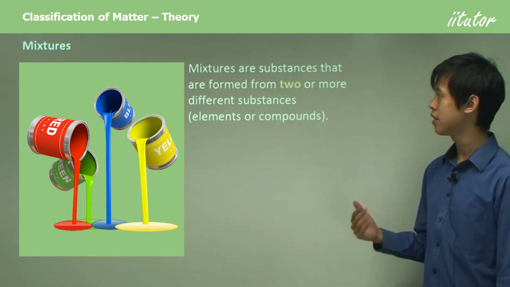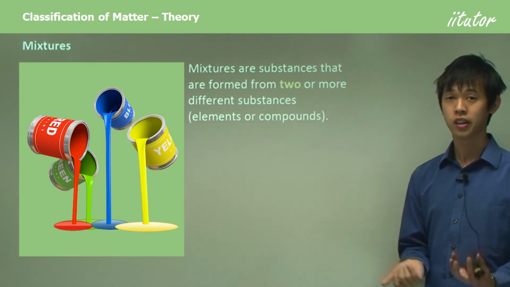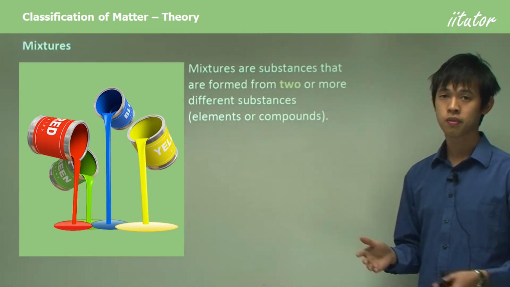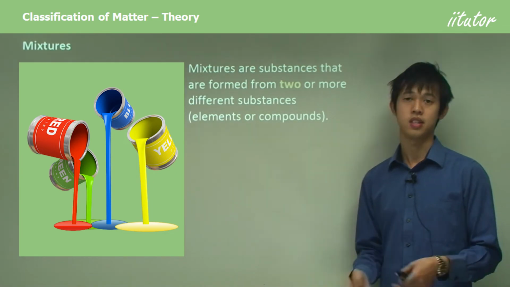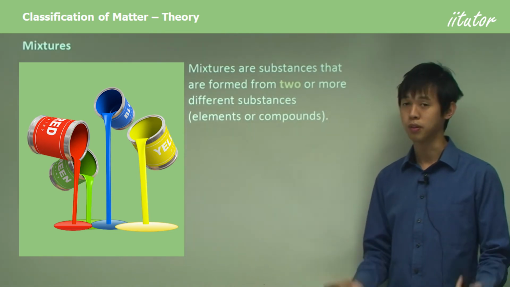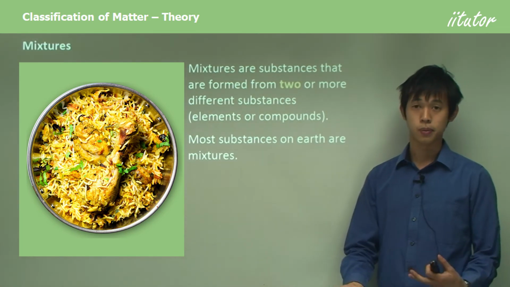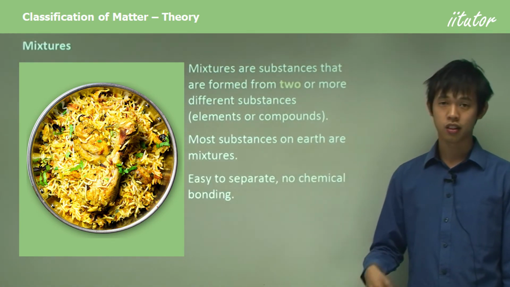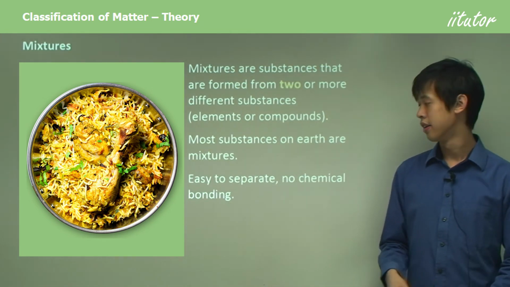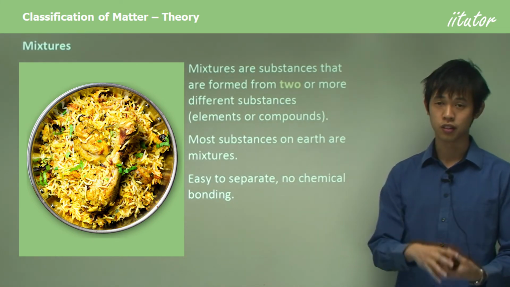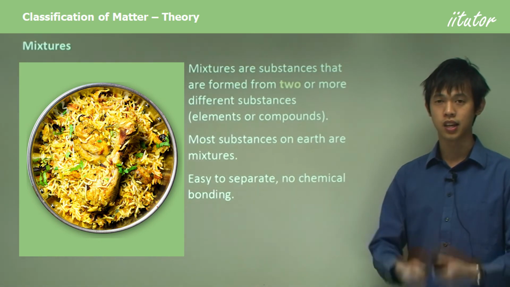Mixtures. Mixtures are substances that are formed from two or more different substances. Mixtures are a really broad category. It's just when you mix together two or more different substances. They could be elements, they could be compounds, doesn't really matter, just two or more of them. Now most substances that we see are mixtures, just because that happens to be what we see in the world. Now the difference is that they're very easy to separate. I could separate salt and water very easily, just boil the water away. I could separate sand and water, just filter it. The reason they're easy to separate is because they're not chemically bonded to one another. Okay, they're not linked together by chemical bonds.